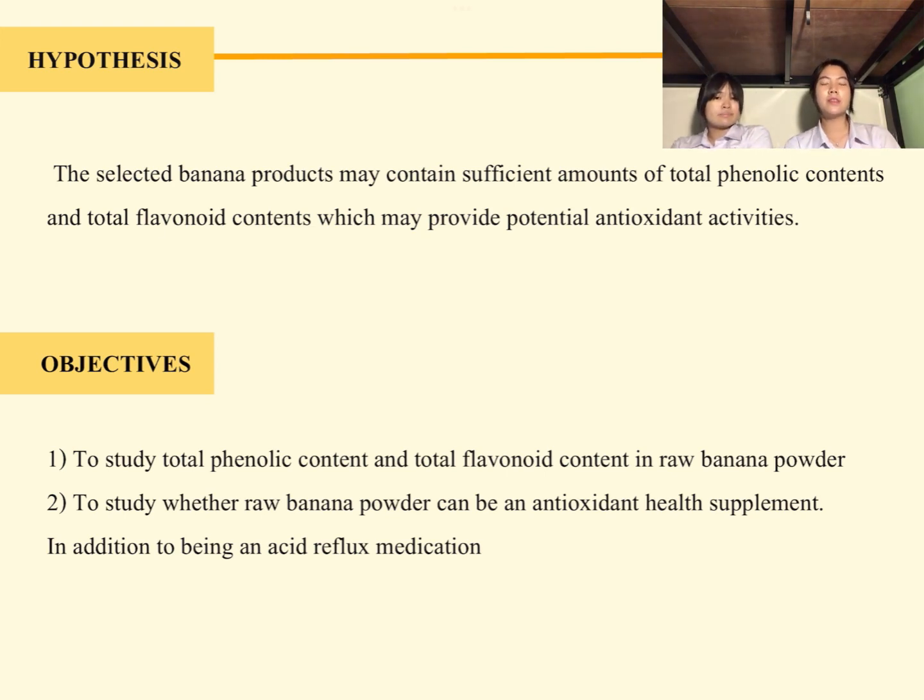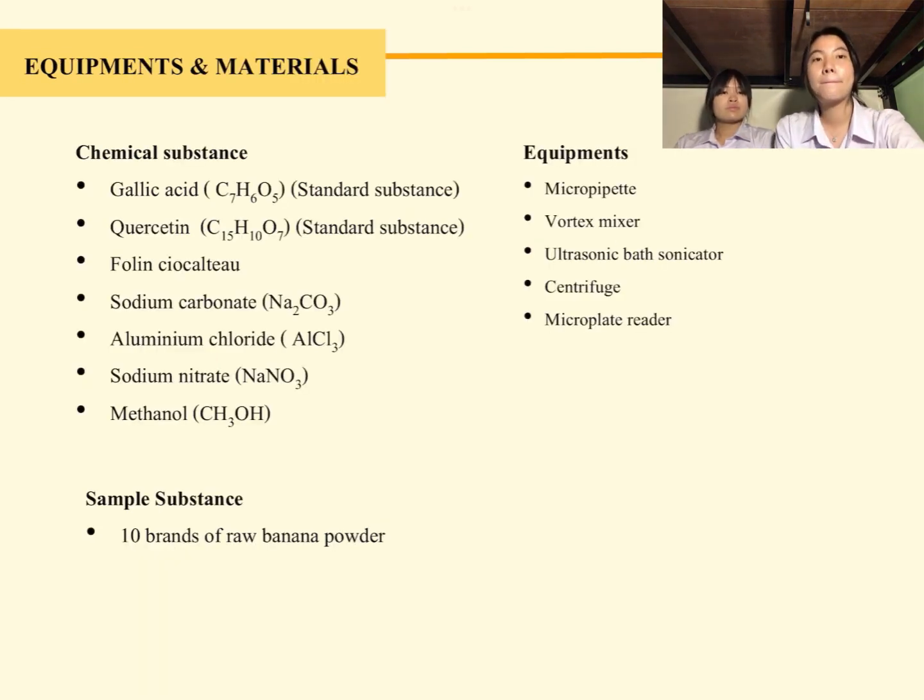So the hypothesis of this project is that the selected banana products may contain sufficient amounts of total phenolic content and total flavonoid content, which may provide potential antioxidant activities. For the objectives, there are two objectives in this project. The first one is to study total phenolic content and total flavonoid content in raw banana powder. While the second one is to study whether raw banana powder can be an antioxidant health supplement in addition to being an acid reflux medication.